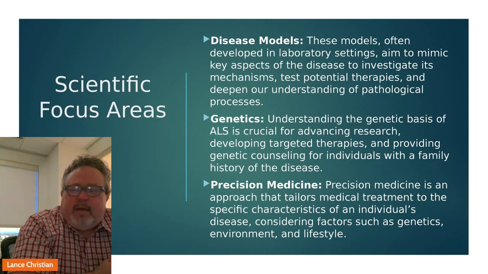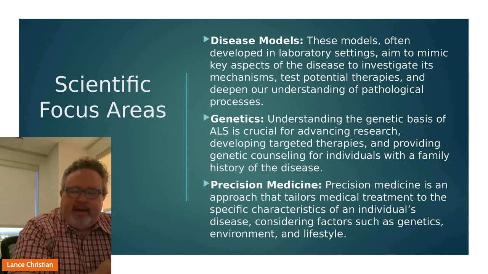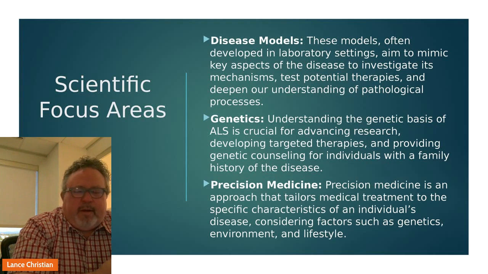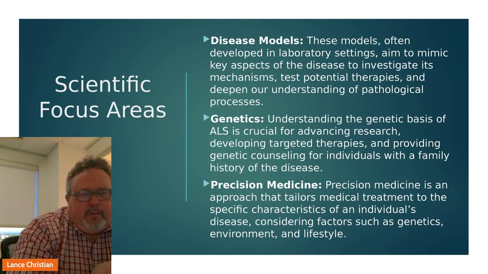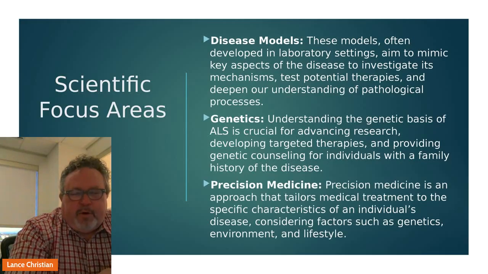And the idea really is that ALS is a heterogeneous disease, so it doesn't look the same from person to person. There may be a person who has limb onset ALS, maybe primary progressive muscular atrophy, and they're experiencing problems with their arms and legs and their outer extremities. Another person may have bulbar symptoms and problems with speech and swallowing. Some people may have very slowly progressive disease, some very rapidly progressive.